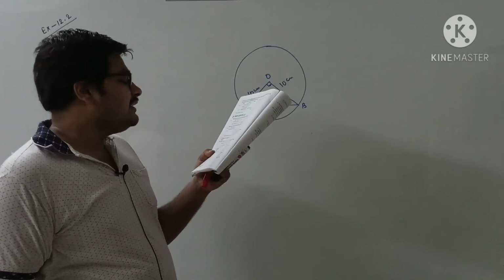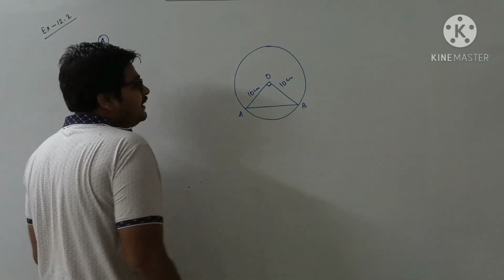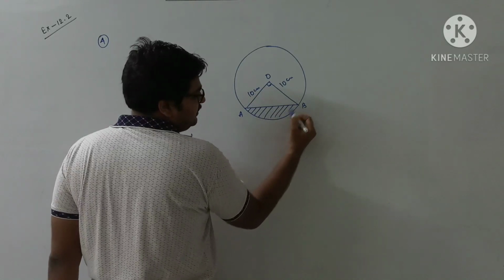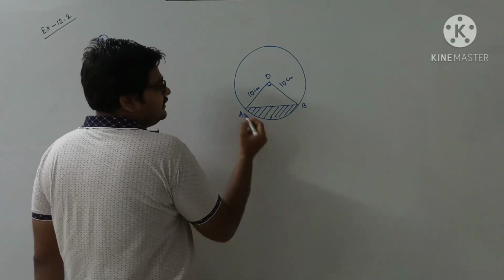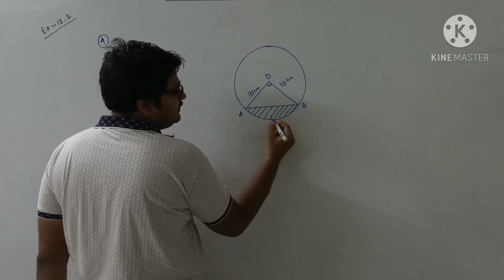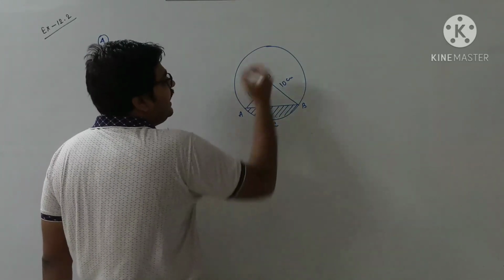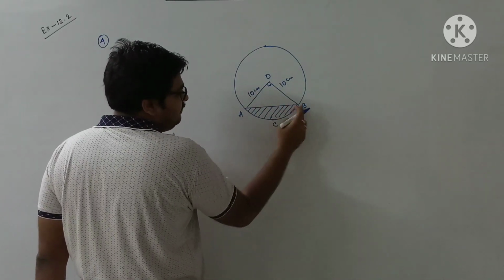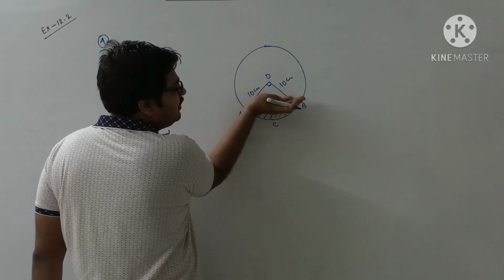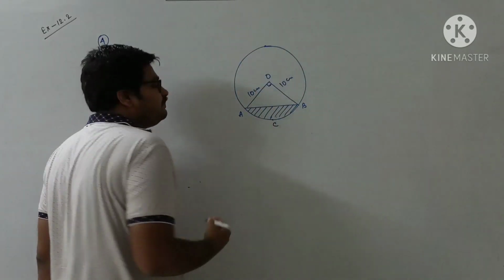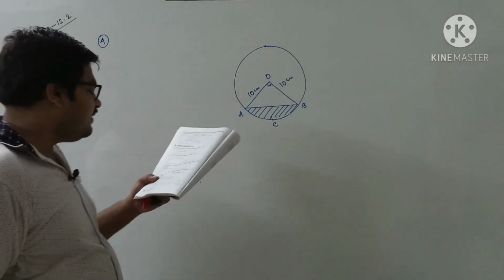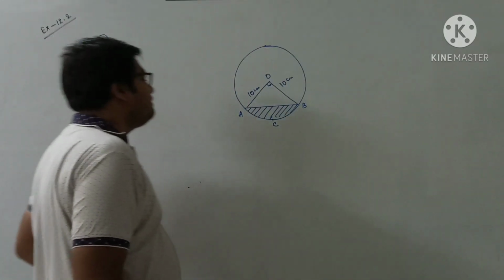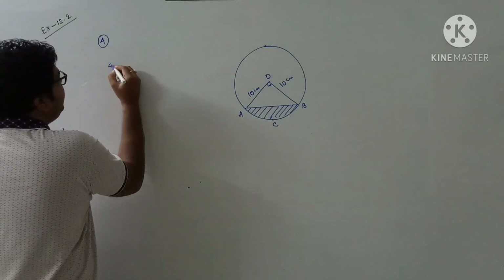Find the area of the corresponding minor segment. Minor segment. Segment, not sector. Don't mix it up. So this is the minor segment. And this bigger part, the whole part except this, is the major segment. What do I have to find out? The area of the minor segment and the area of the major segment.